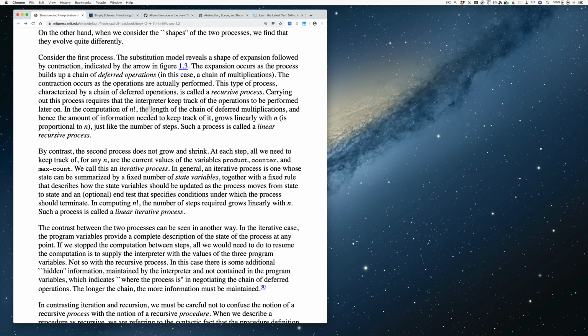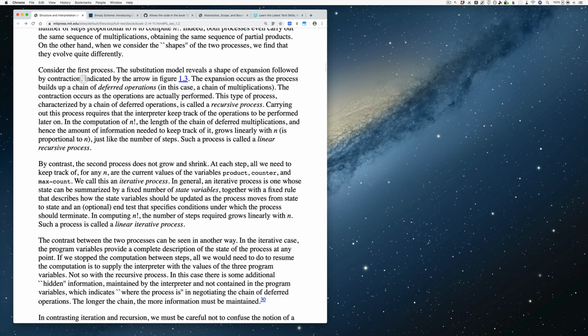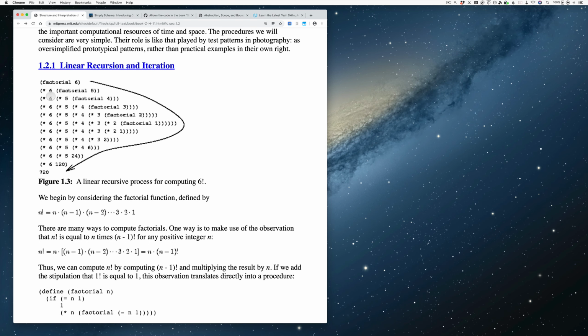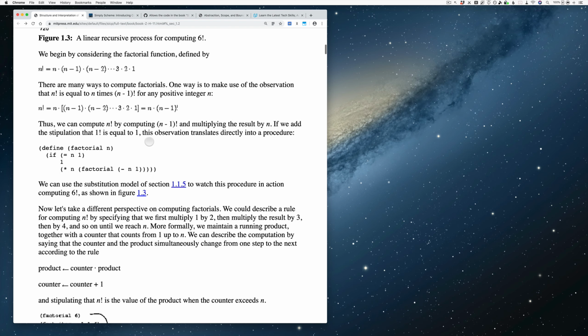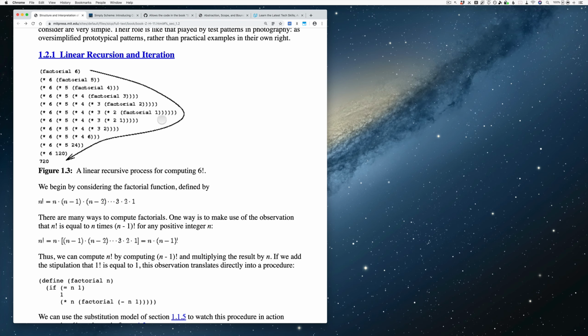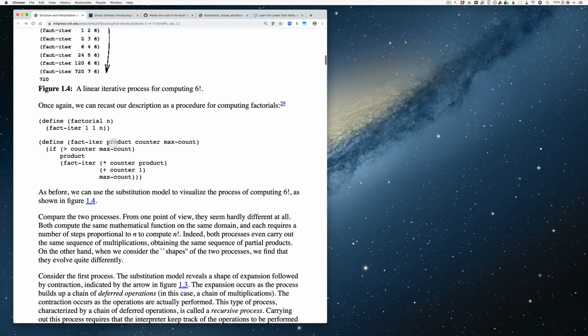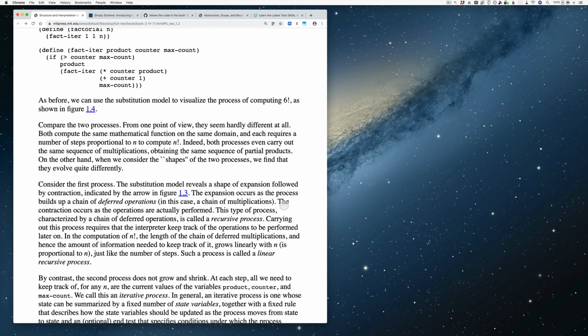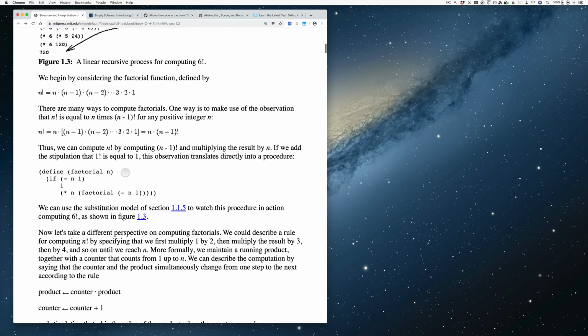Consider the first process. The substitution reveals a shape of expansion followed by contraction. The expansion occurs as the process builds up a chain of deferred operations, right? 6 times factorial 5, 6 times 5 times factorial 4. So you see, we're not actually doing any of these yet. We keep going down the recursive rabbit hole until we get to the base case. The contraction occurs as the operations are actually performed. So yeah, it expands and then it contracts like a wave.